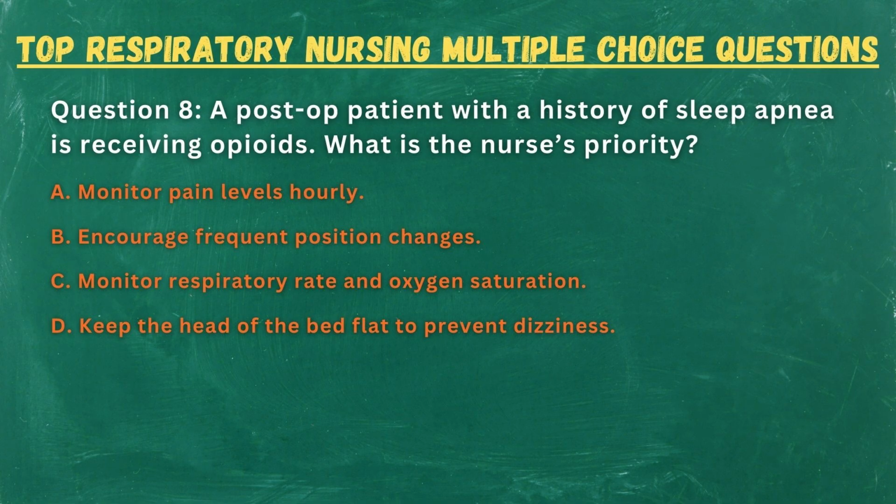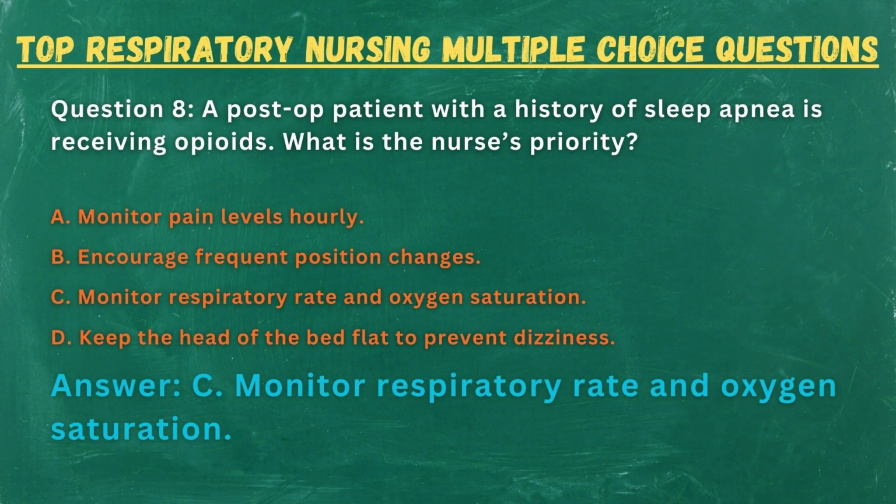Question 8. A post-op patient with a history of sleep apnea is receiving opioids. What is the nurse's priority? A. Monitor pain levels hourly. B. Encourage frequent position changes. C. Monitor respiratory rate and oxygen saturation. D. Keep the head of the bed flat to prevent dizziness. Answer. C. Monitor respiratory rate and oxygen saturation.